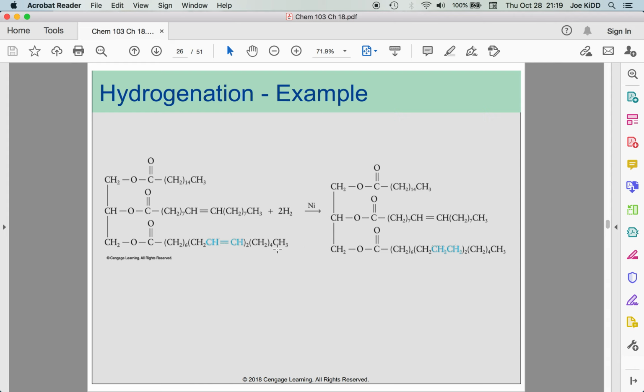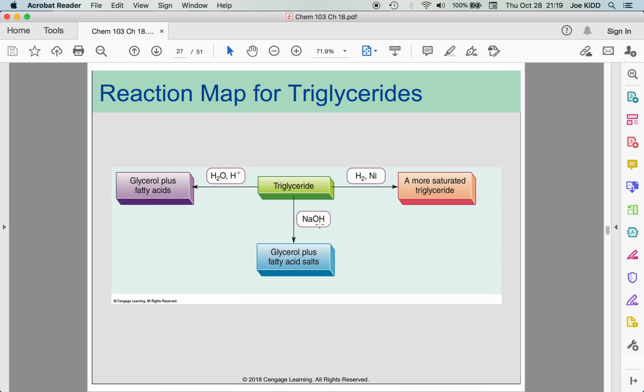So here's an example of that hydrogenation, where we're partially hydrogenating one of the fatty acids in this triglyceride. Don't worry too much about the nickel here. Hydrogenation typically needs some sort of metal catalyst for it to work. It's a site at which the alkene sits and the hydrogens can interact with it. Sometimes it's nickel, sometimes it's palladium. Don't worry too much about the different metal catalysts. Just understand that hydrogenation is a way that we can make a more saturated triglyceride.